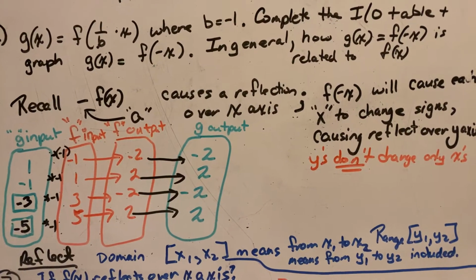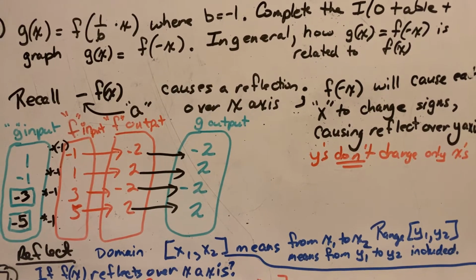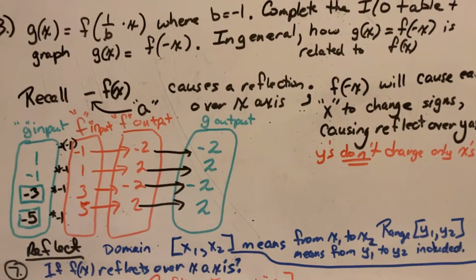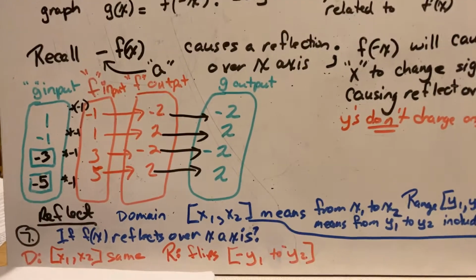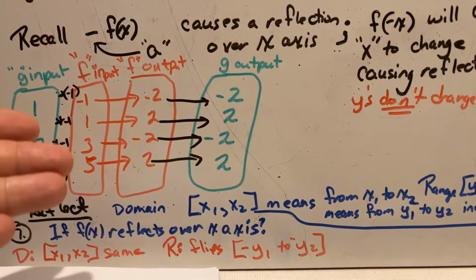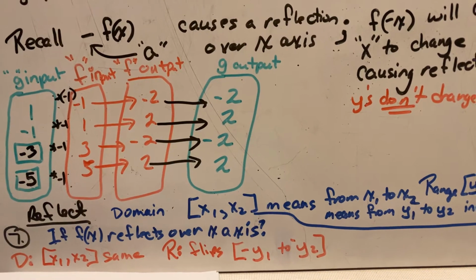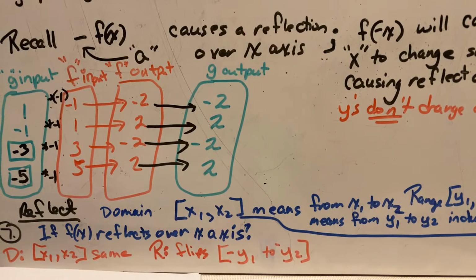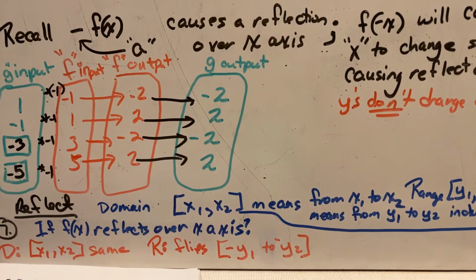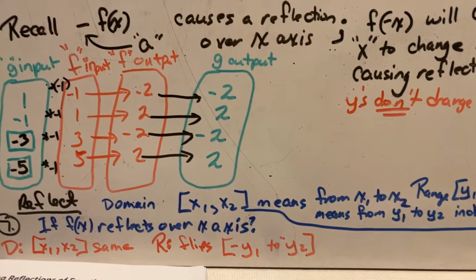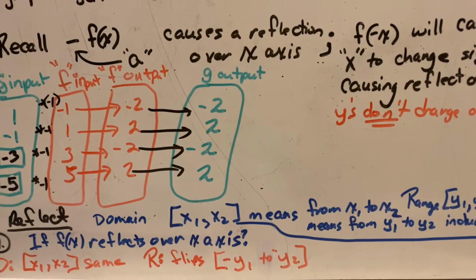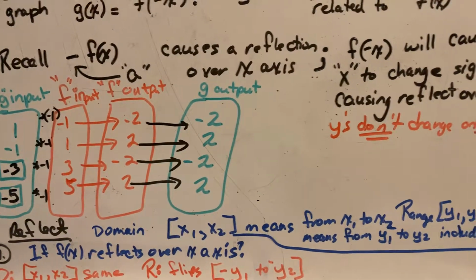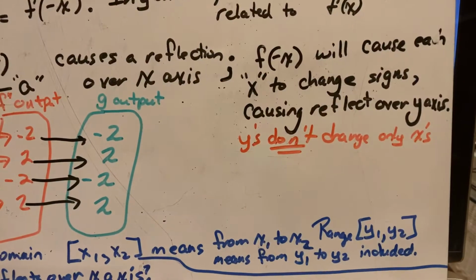So in general, if g of x equals f of negative x, how is that related to the original f of x? Let's take a minute and recall. Whenever there was a negative out front, it didn't matter if it was a parabola or exponential, what did that do? That negative a out front, if you recall, caused a reflection over the x-axis. So if a negative outside causes a reflection over the x-axis, what do we think a negative on the inside will do?